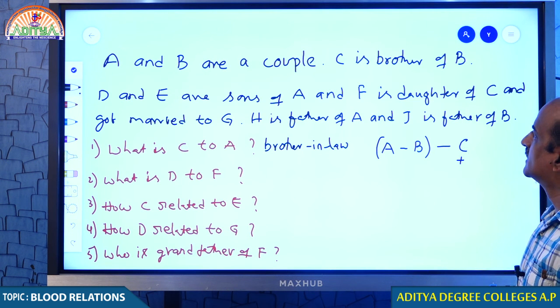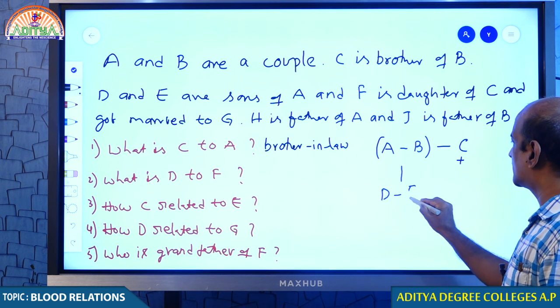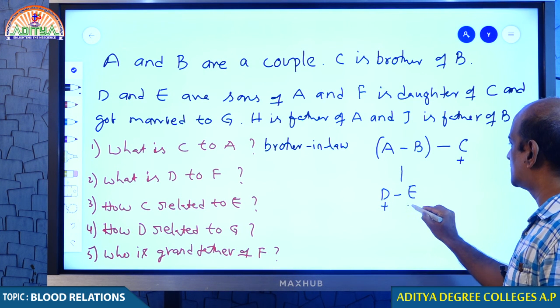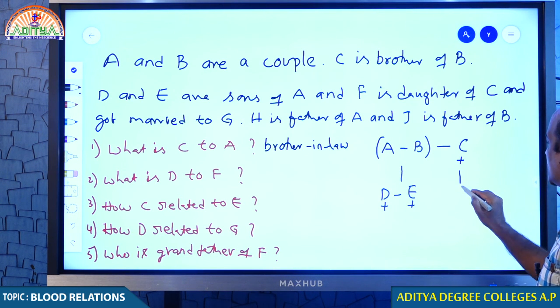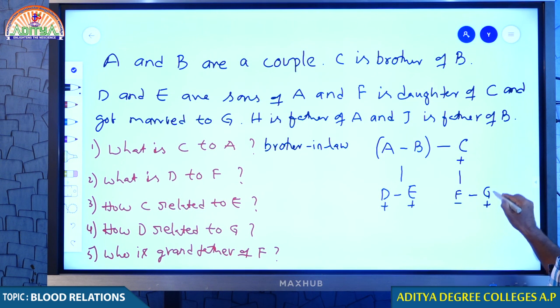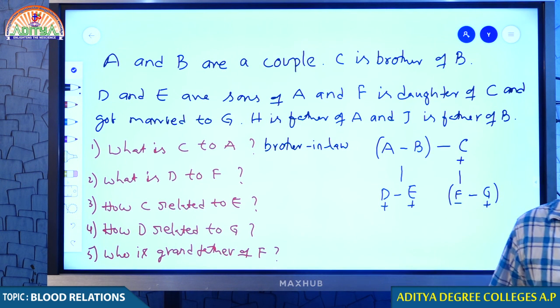Next one. D and E are sons of A. Good. Then F is daughter of C and she got married to G. A good habit is to keep the couple in bracket. I hope there is no confusion. Keep the couple in bracket. It is a good habit.